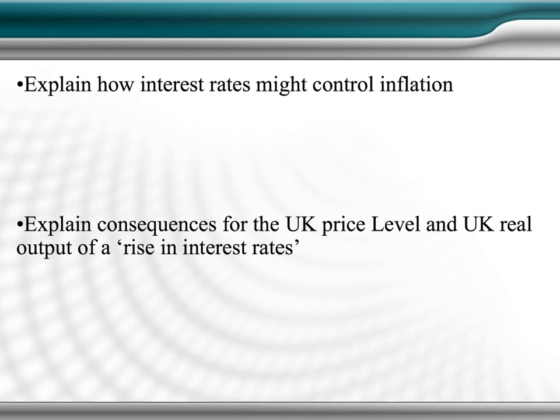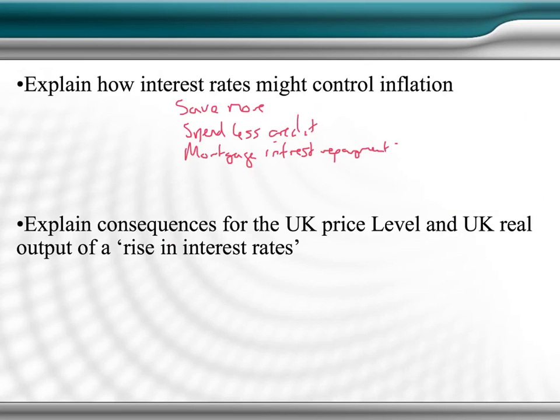We know it makes people save more, spend less on credit, and finally, what else did it make them do? Mortgage interest repayments go up. Sorry, it's taking me ages. Right, please, please, please don't be that joker who goes, people will save more, spend less on credit, and mortgage interest repayments will go up.